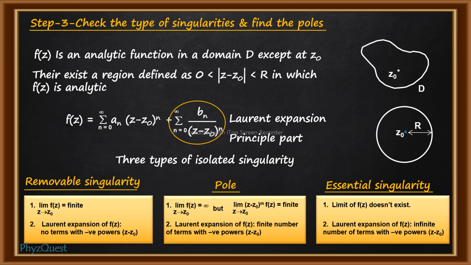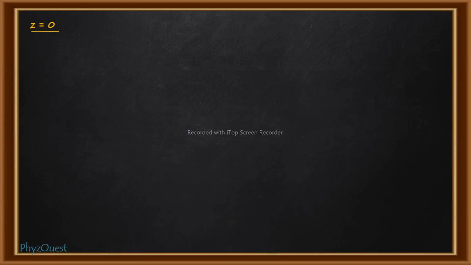Now in the example we have chosen, we have two singular points which are within the contour, that is z equal to 0 and z equal to pi by 4. So now we will check each of them, which of the singular points comes under which category. And remember, we only need poles. Okay, so let's do that. First let us check z equal to 0.